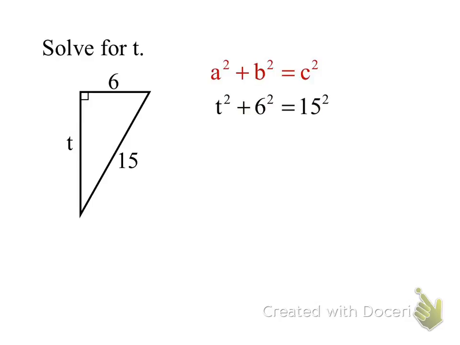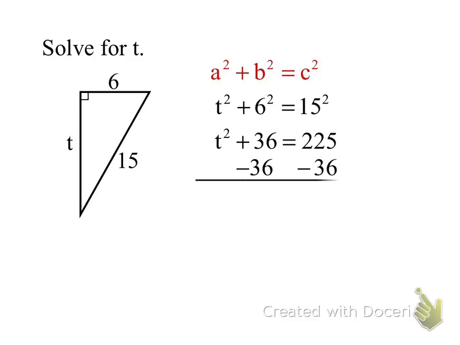Good. So now this time they're giving us the hypotenuse. Make sure you're paying close attention. Just because they give you 2 numbers doesn't mean they're giving you 2 legs. That was the hypotenuse. We have to put it in. The biggest number always goes in for C, or the hypotenuse always goes in for C. Is substituted in. And then we are going to subtract 36. And then we say t squared equals 189.